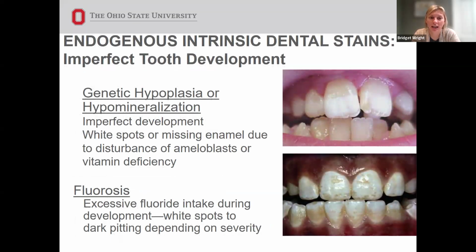Continuing on, we might have genetic hypoplasia or hypomineralization, meaning lower than normal mineralization. These white spots will be a little bit softer. Again, we want to be cautious around those. And then this is another picture of fluorosis, where the enamel looks a little bit pitted, and you can see those white spots throughout the tooth.